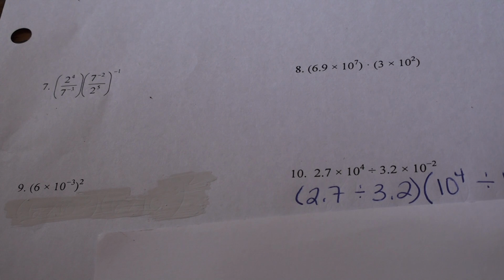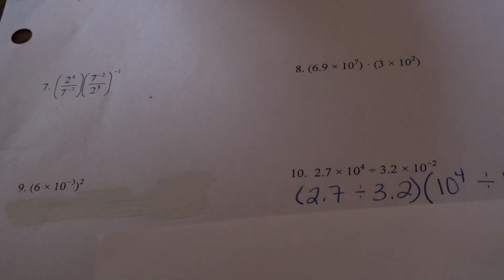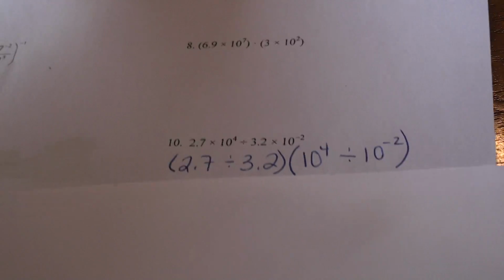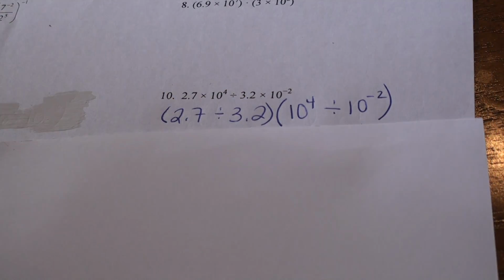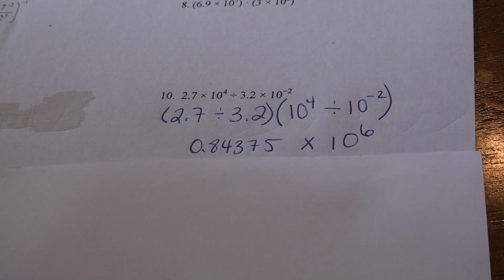2.7 times 10 to the fourth divided by 3.2 times 10 to the negative 2. And again, we're going to separate these into two parentheses. So I have 2.7 divided by 3.2, and I have 10 to the fourth divided by 10 to the negative second. 2.7 divided by 3.2 is 0.84375.